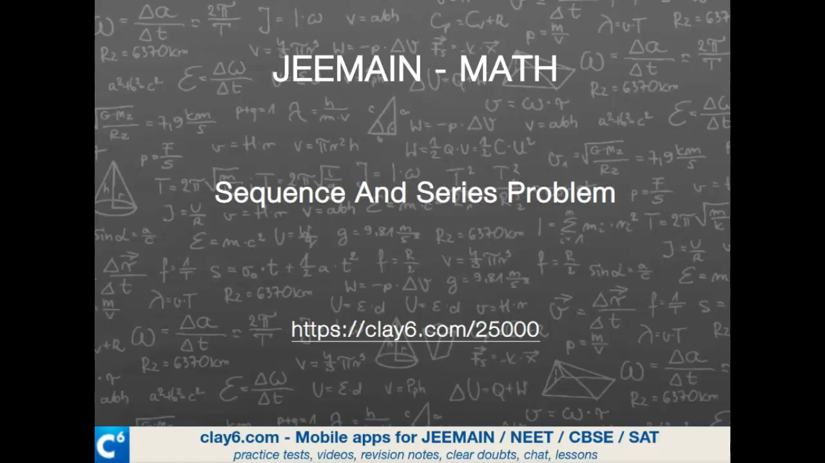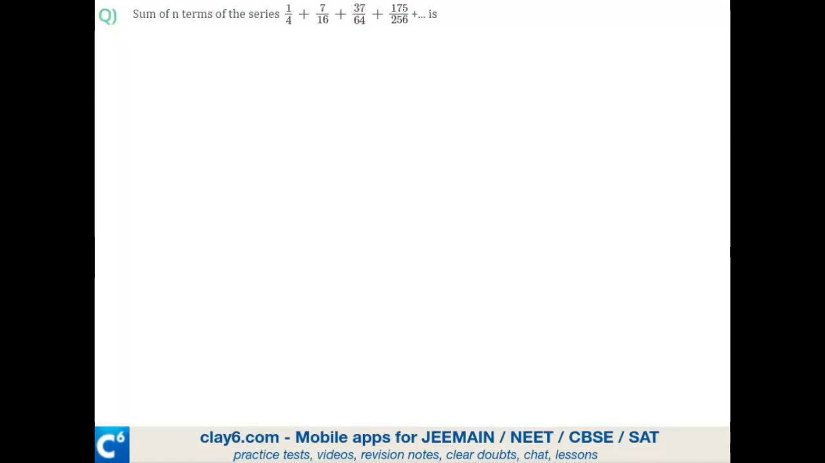Hello, today we will teach a problem in sequence and series. This is an important chapter for JEE Main and CBSE in mathematics. So the problem is: sum up to n terms of the series 1 by 4 plus 7 by 16 plus 37 by 64 and so on.